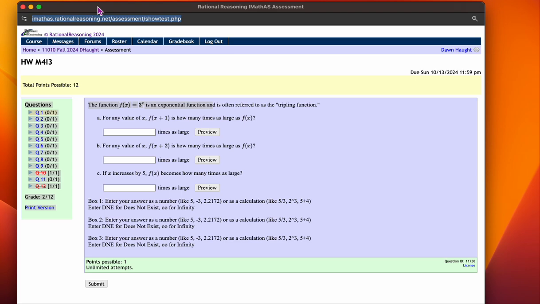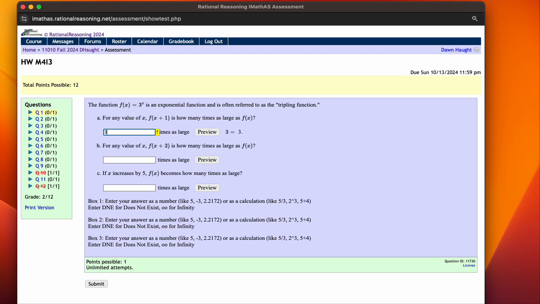Okay, so it says that we have this function, 3 to the x is an exponential function and is often referred to as the tripling function. For any value of x, f of x plus 1 is how many times as large as f of x? Well, let's think for a minute that the next one would add x plus 1 in that power. And if you add exponents, the rule is if the bases are alike and you're multiplying, you add the exponents. So we've added a power of 3. So for me, this would be 3 times larger.